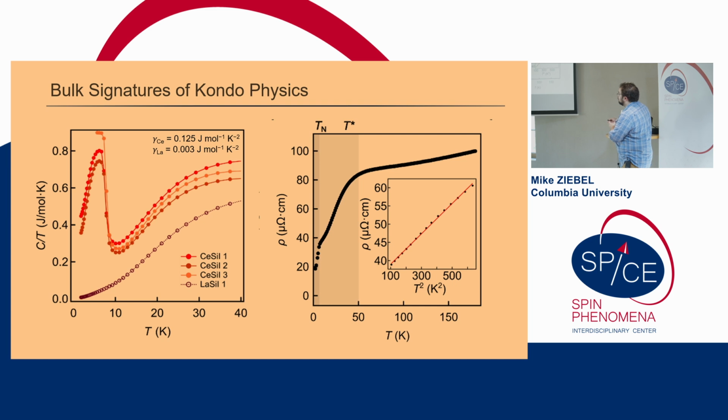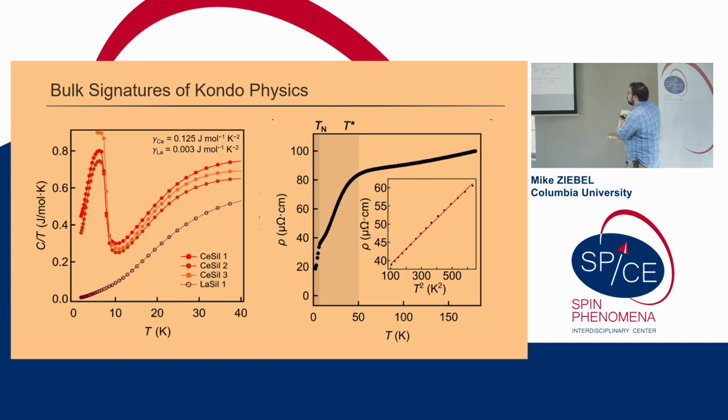characterization. So here I'm showing heat capacity data, and from this we can extract the Sommerfeld coefficient, which correlates with the effective electron mass. What we find is that for the cerium version of this material, compared to the lanthanum, which is non-magnetic, the Sommerfeld coefficient is 40 times larger for cerium, which is a signature of enhanced effective electron mass and large electron correlations.